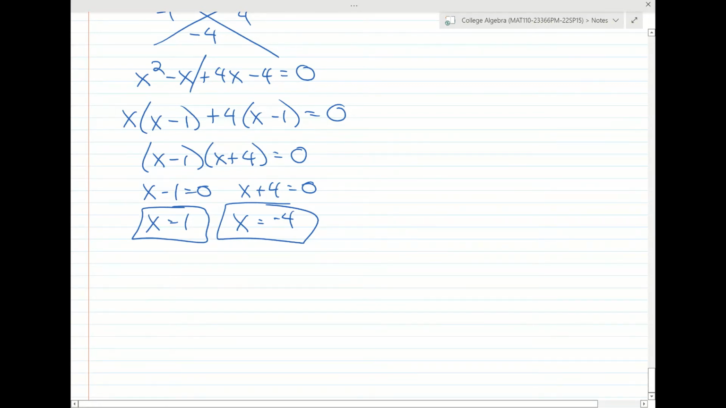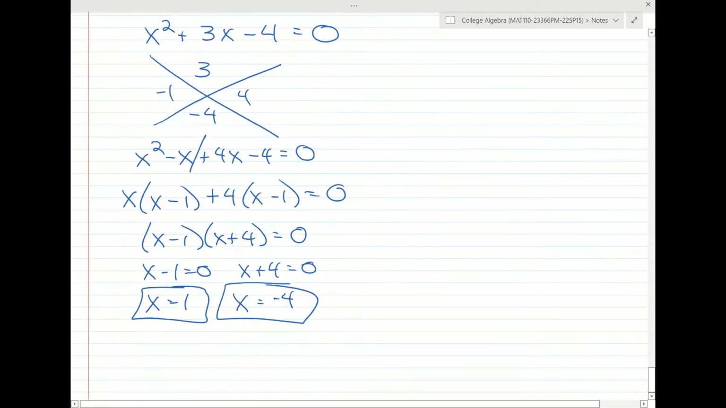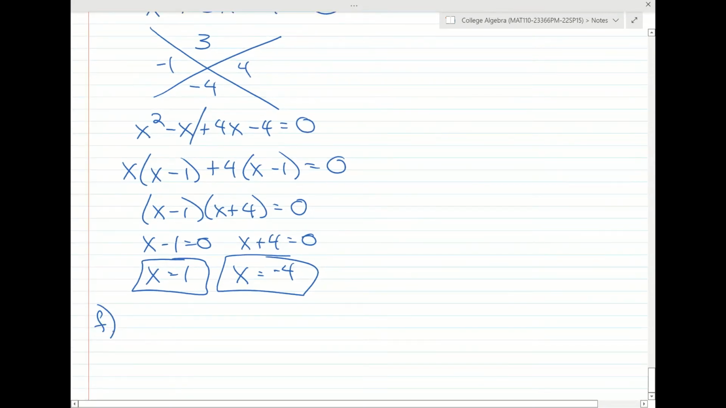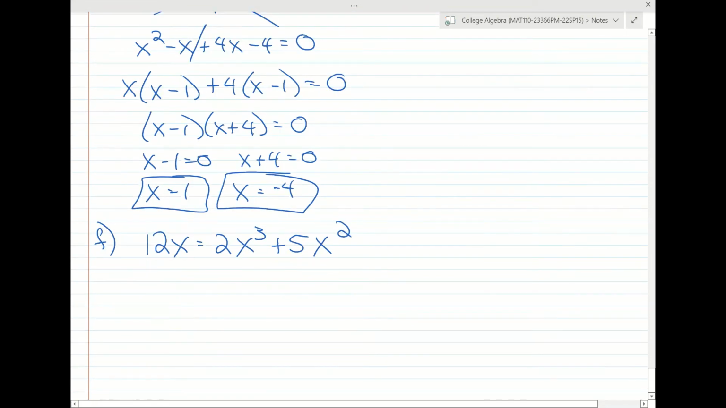A couple more problems here. And let's say we had 12x is equal to 2x to the third plus 5x squared. Well, again, just like before, you want to make sure it's equal to 0. So I'm just going to bring the 12x on the other side. And we get 2x to the third plus 5x squared minus 12x is equal to 0.